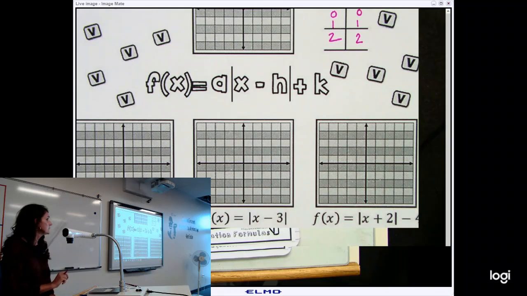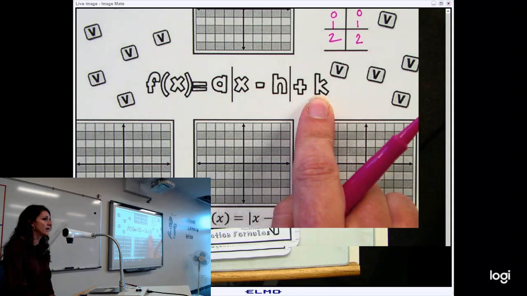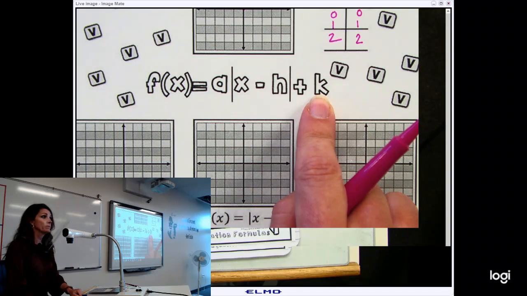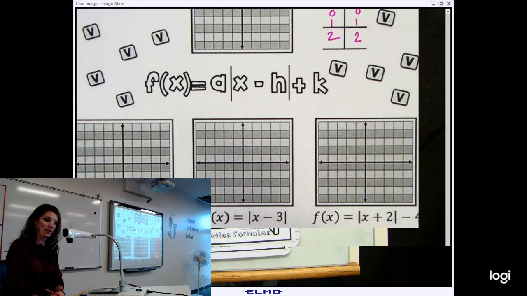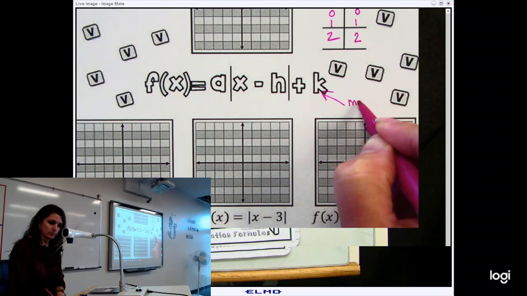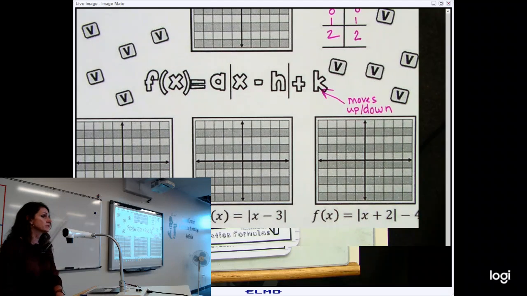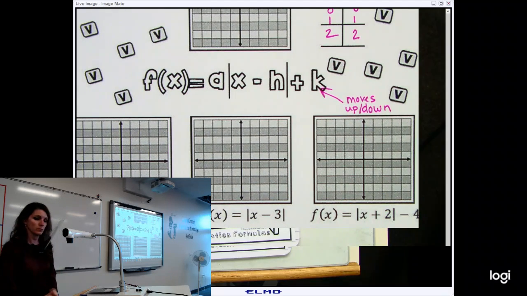Down here, when we did quadratics, do you remember what the plus k on the end did to your parabola? Anyone? Did it move it up? Yeah, it moves it up or down. Perfect. Moves up and down. Perfect. So we've got our up and down.